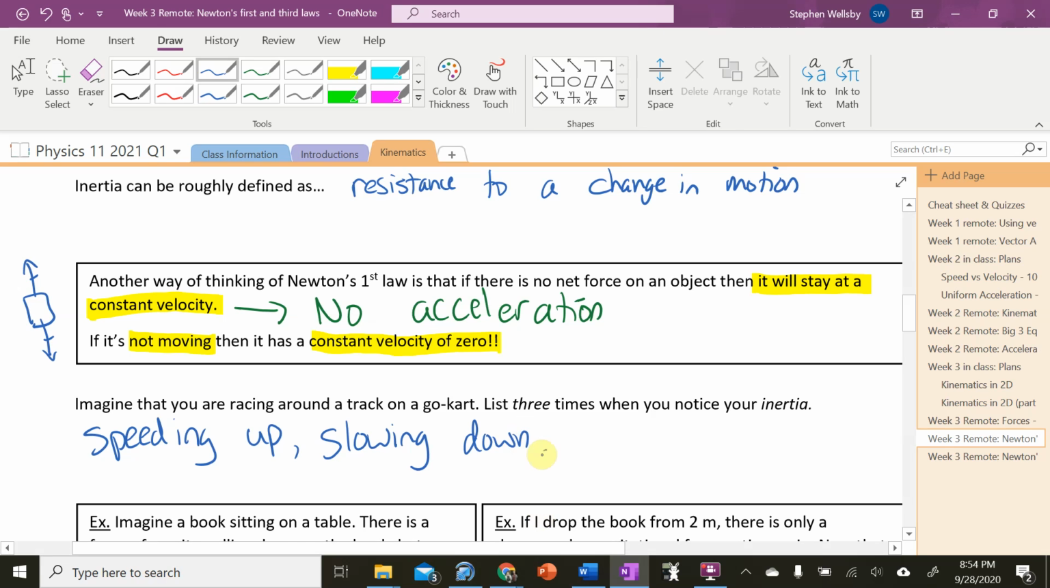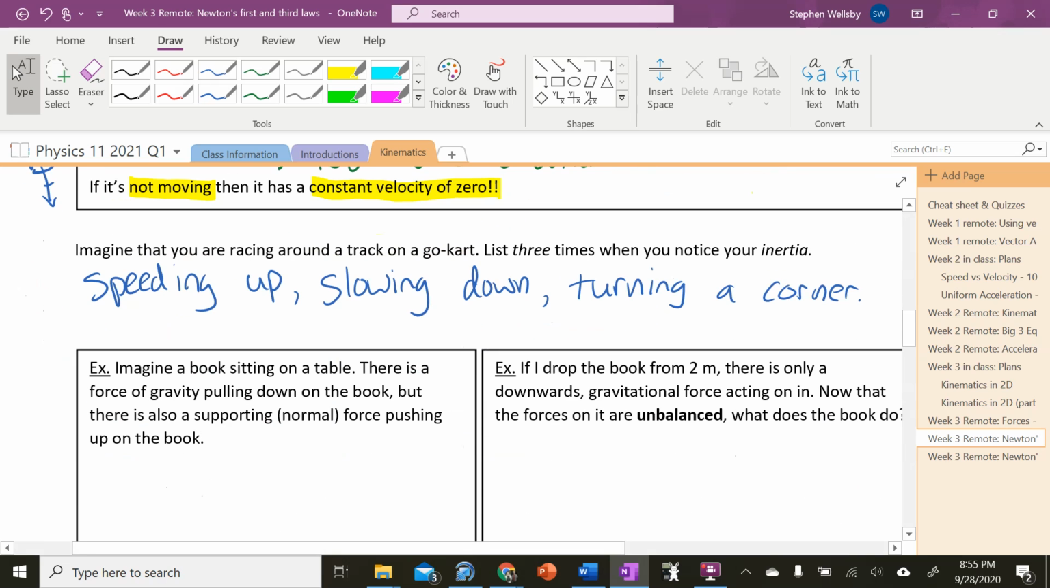And lastly, there's also going to be turning a corner. So whenever you're turning a corner, you're also going to feel that force. So if you're turning really quickly to the right, if you're in your car, you might feel pressure from the car door pushing you left. And so there has to be some sort of force pushing you in order for you to change your velocity. And that's what Newton's first law is all about.